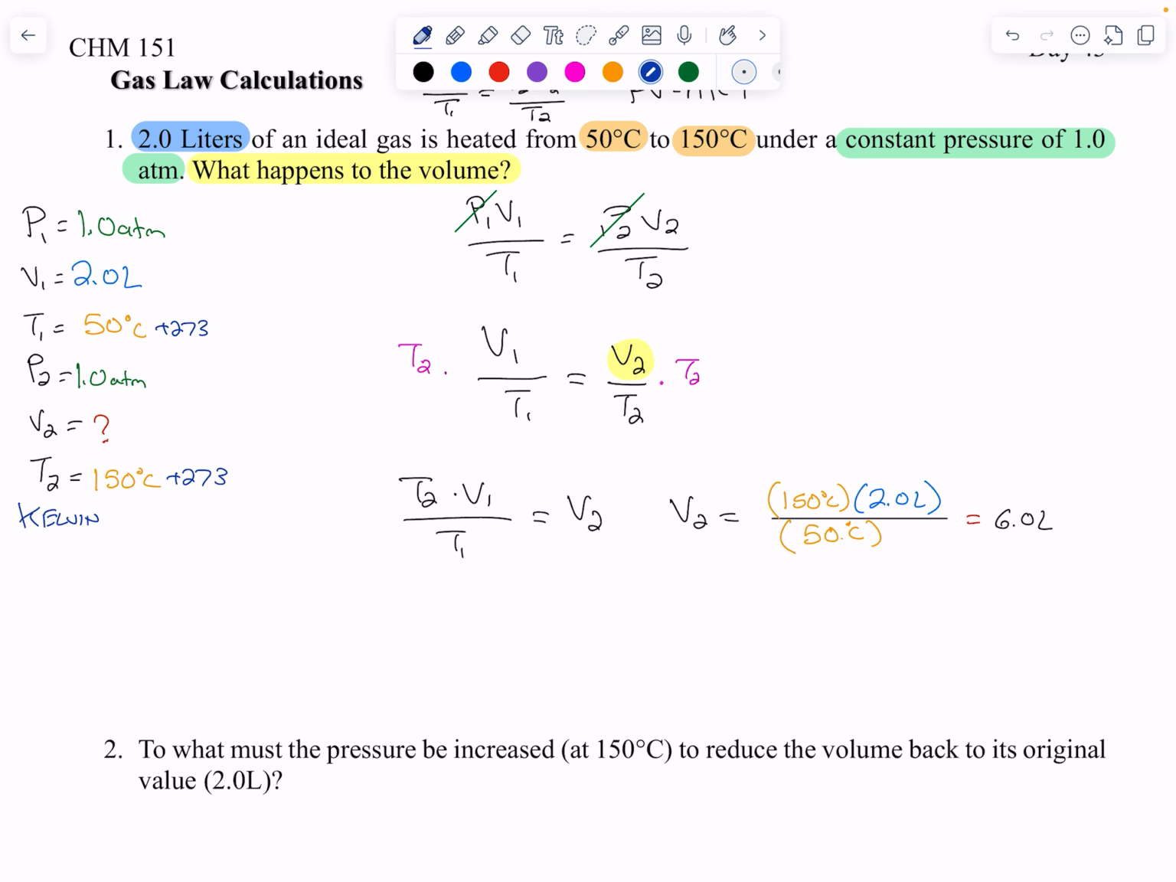So that means we actually have 323 Kelvin here and 423 Kelvin. So that's not 150. This is 423 Kelvin and 323 Kelvin. So it's not 6 liters. My actual volume is 2.6 liters, which is a much better answer. So make sure we convert to Kelvin for these. That's very important, very important.